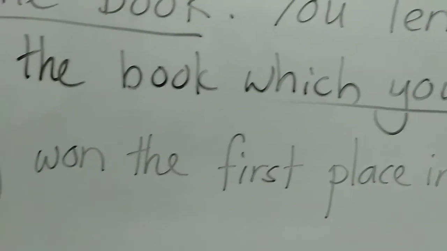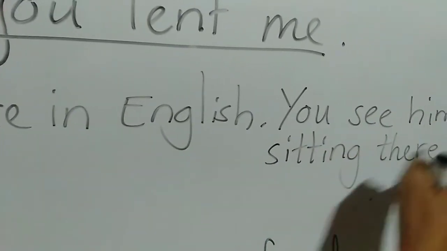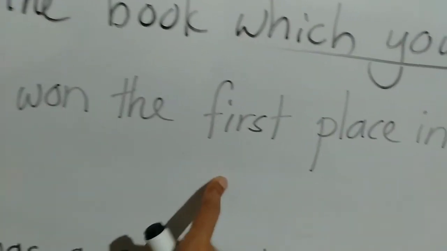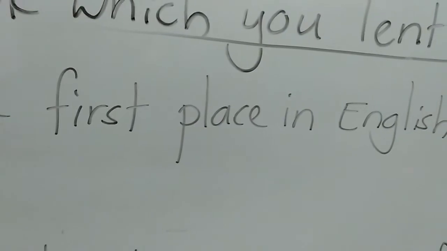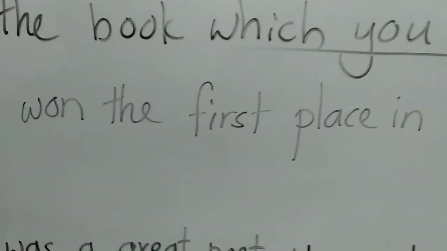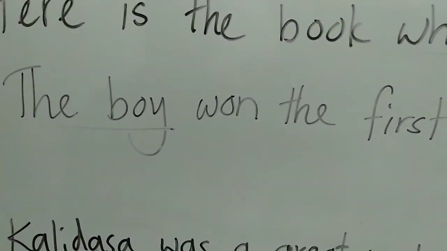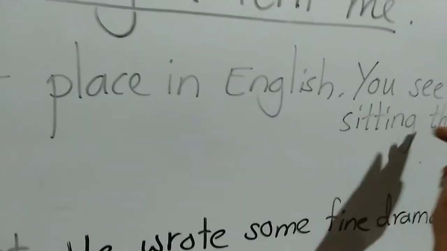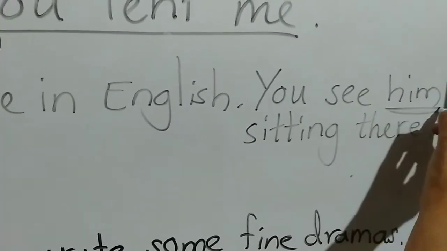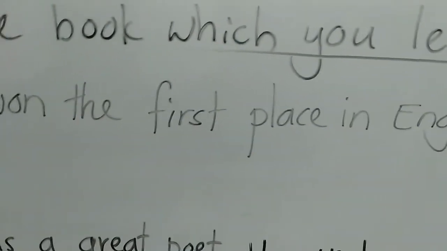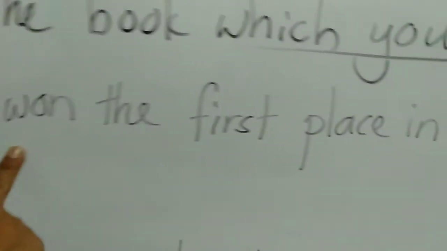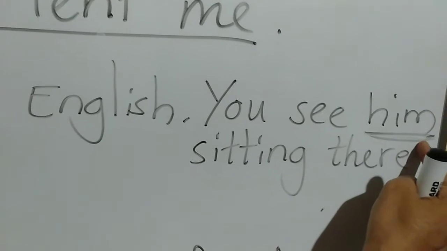The boy won the first place in English. You see him sitting there. The boy is described in the next sentence with him. That is the repeated word. You know what it is? The boy is repeated in the next sentence with the object.